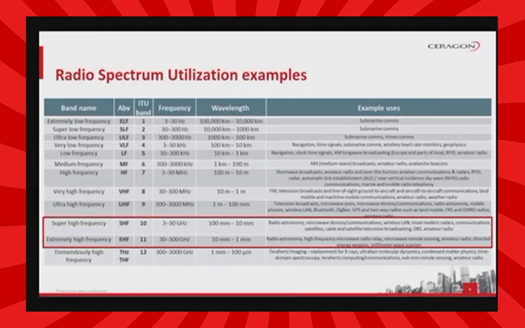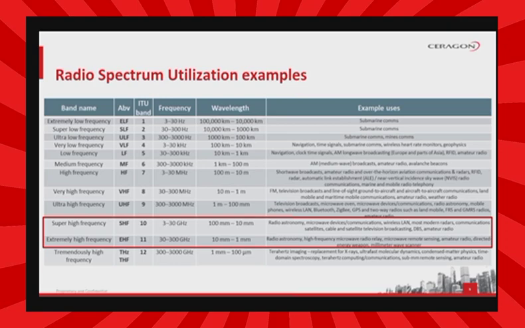Here is a list of the radio frequency bands, names, wavelengths and their utilization. Extremely low frequency, ELF, or ITU band number 1, has a span from 3 to 30 Hz, a wavelength from 100,000 to 10,000 kilometers and is used for submarine communication. Super low frequency, SLF, or ITU band number 2, has a span from 30 to 300 Hz, a wavelength from 10,000 to 1,000 kilometers and is also used for submarine communication.